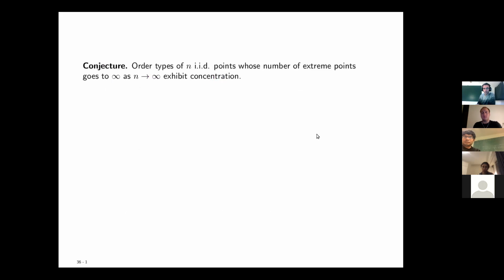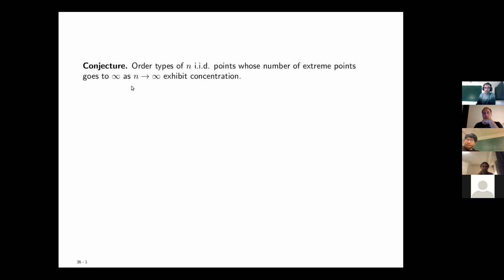Let me just give you everything we couldn't do and we would like to do. First, we have these conjectures. We could prove that for certain models we had some concentration, and we conjecture that this holds much more generally. The weaker version of the conjecture is that as soon as you sample points identically, so you take IID points from some distribution in the plane and you get rid of their convexity, then you get rid of the order type, then what you get should be concentrated, in our opinion. Okay, we cannot prove it.